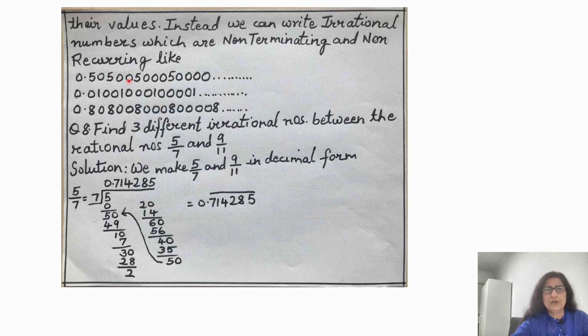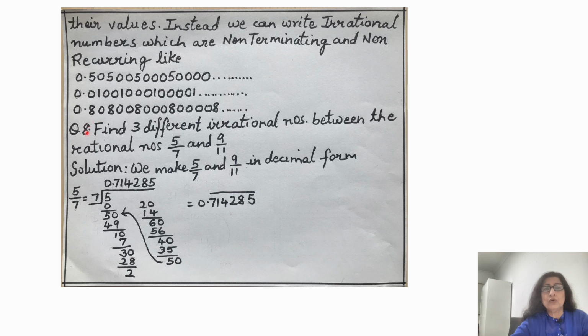0.505, 005, 0005, 00005, and it continues. Another number we can take is 0.01, 001, 0001, 00001, and it continues. The third number which we can take is 0.808, 008, 0008, and it continues.